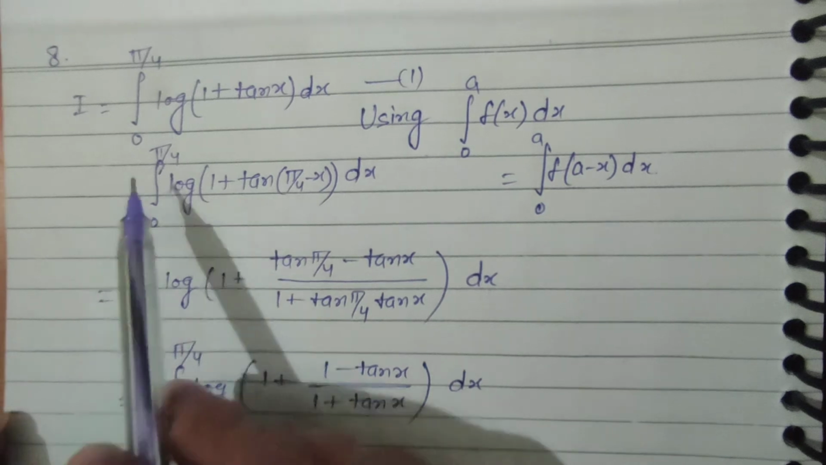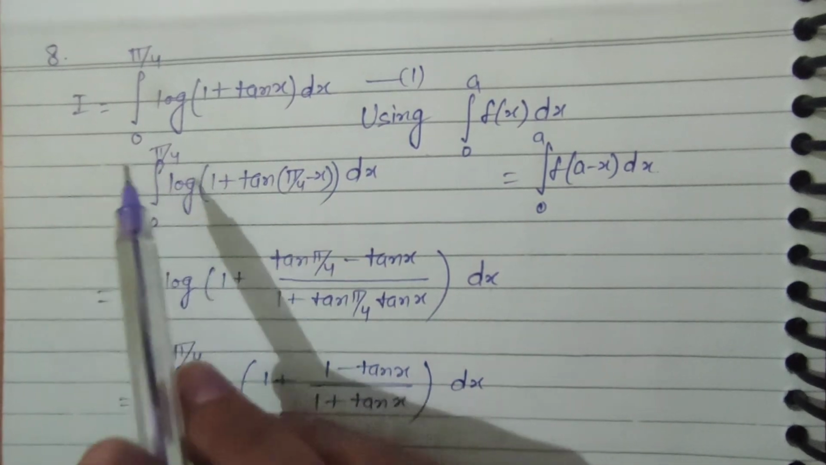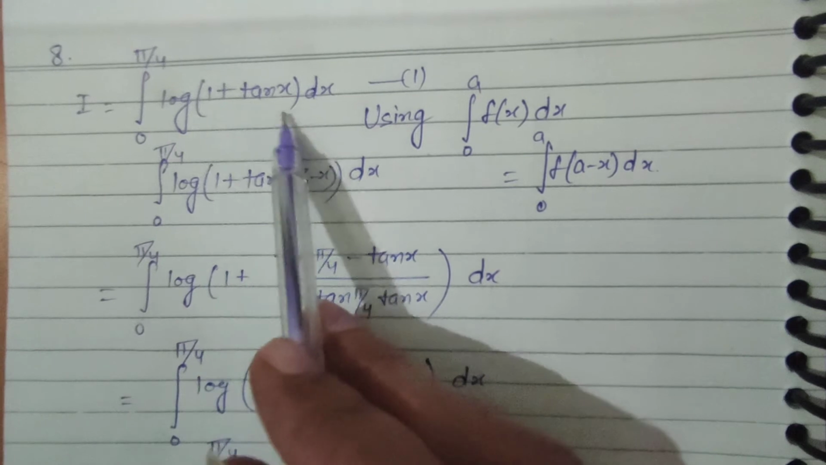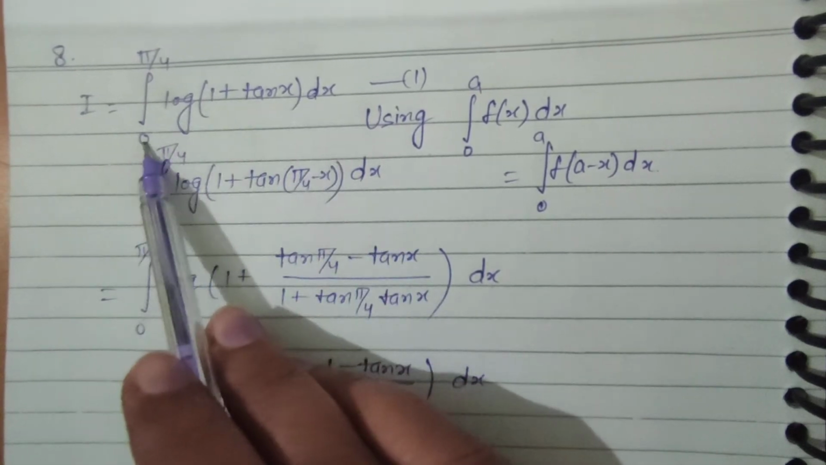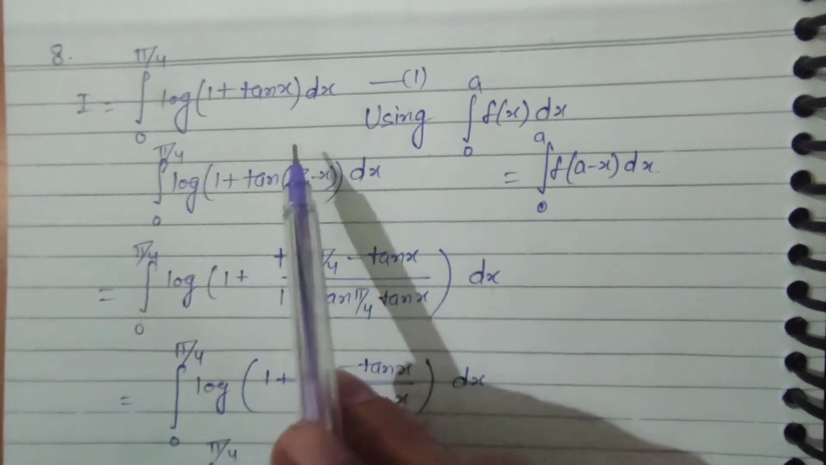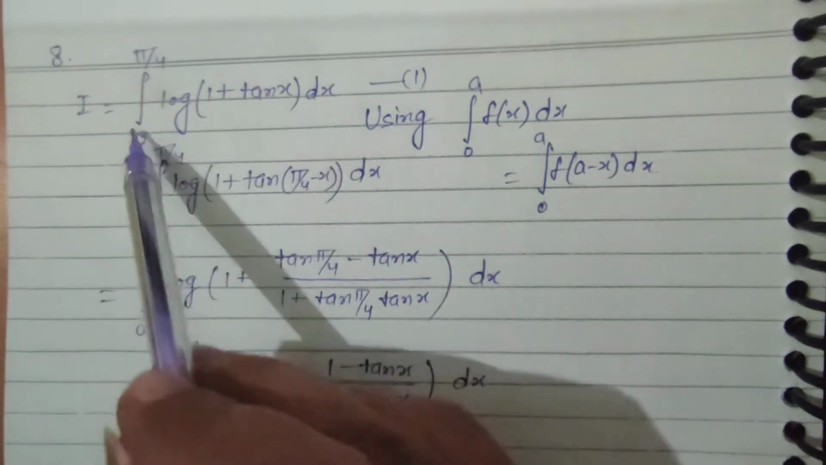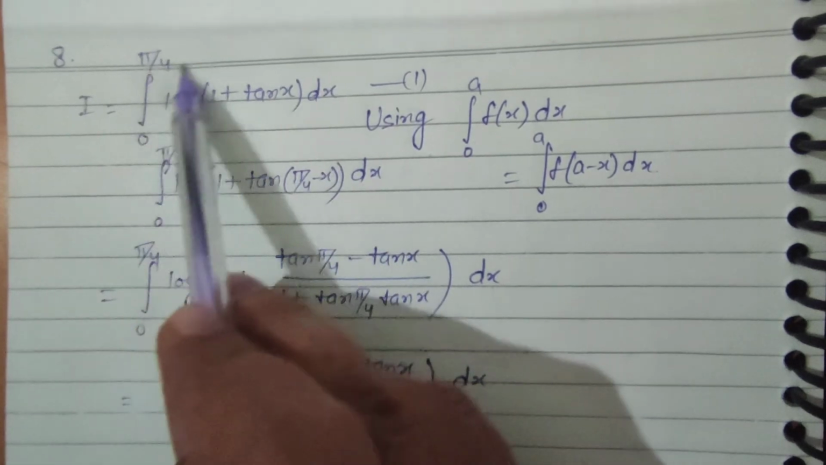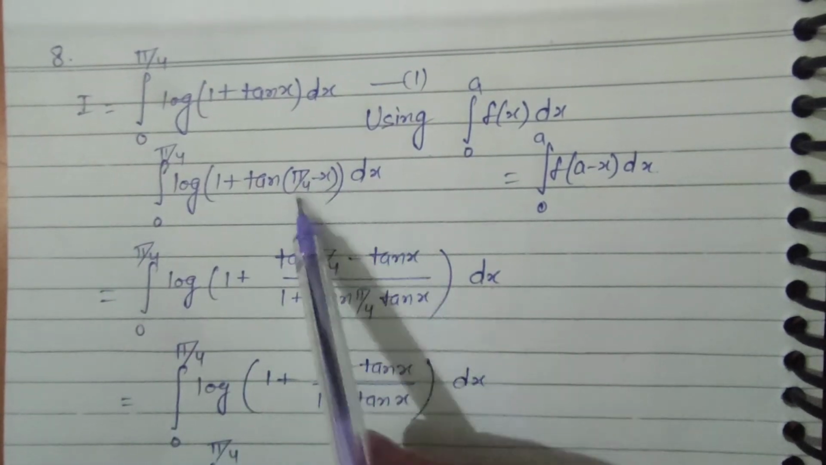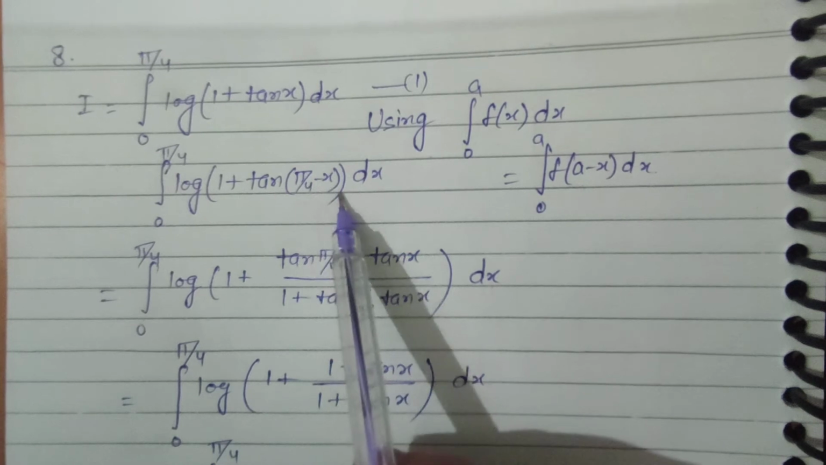Now look at the 8th question. This is related to the same property. The integration of log of 1 plus tangent x, and limit is 0 to pi by 4. So we will use the same property here because the limit is 0 to a. Then we will replace x by pi by 4 minus x. What will we replace x with? pi by 4 minus x.